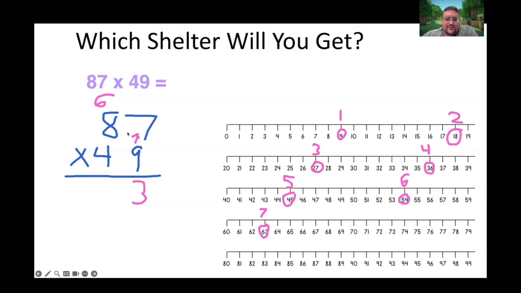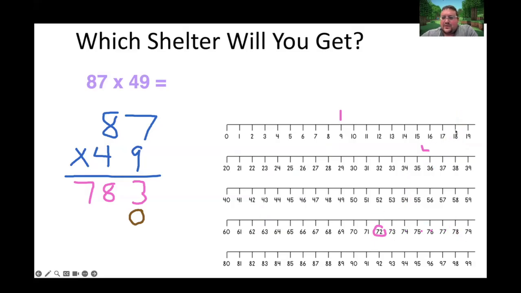Now we have to do 9 times 8, so we have to do one more. 9 times 8, 72. And we need to add 6. 1, 2, 3, 4, 5, 6. What do we get? 78. So there's our first part right there. Don't forget to put my placeholder 0 here, because I want my first number to go right over in the tens underneath that 8. And now we're going to do 4 times 7, and then 4 times 8.